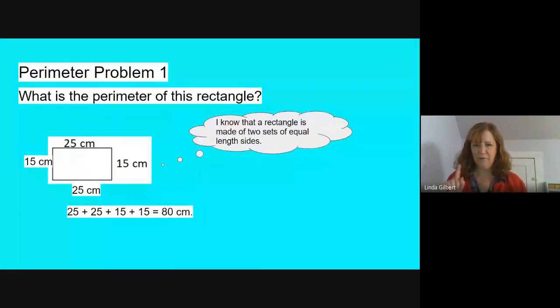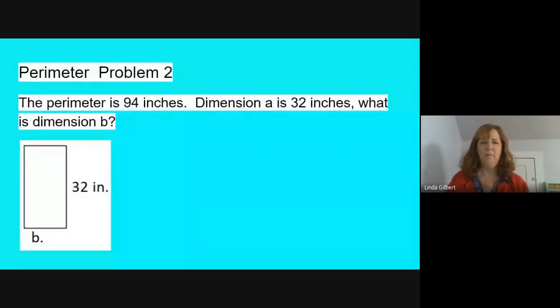Okay, that was the first one, and it was the easiest one. Here we go. Perimeter problem number 2. The perimeter is 94 inches. Dimension A is 32 inches. What is dimension B? So you know the perimeter all the way around is 94. You know one side. You have to figure out one of the other sides. Go ahead.